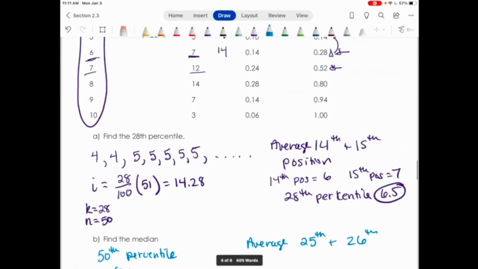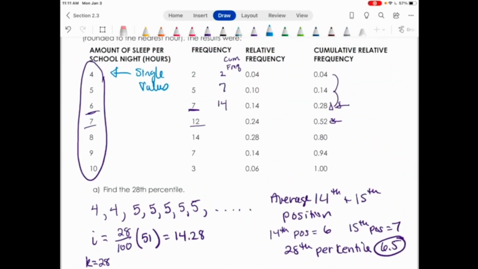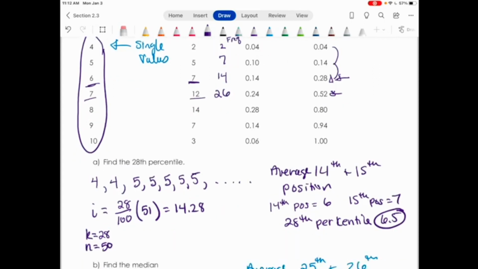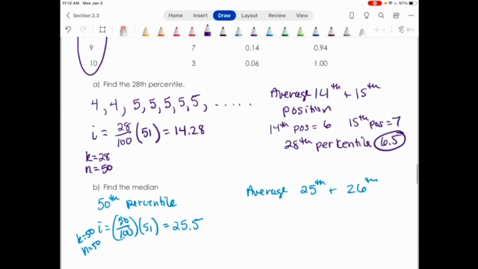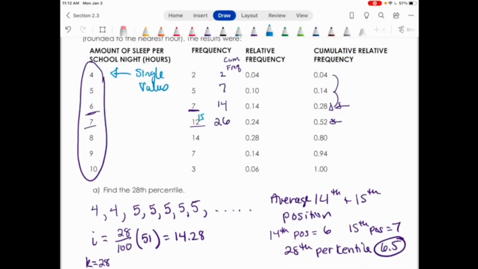So when I come up here and find the 25th and the 26th position, I'm going to keep going through to find the rest of my cumulative frequencies. We stopped at 14. If I add 12, that's going to give me 26. So what that tells me is the 25th and the 26th position are definitely both going to be a 7. So then the median is going to be 7, because the 15th through the 26th position lies on that interval.